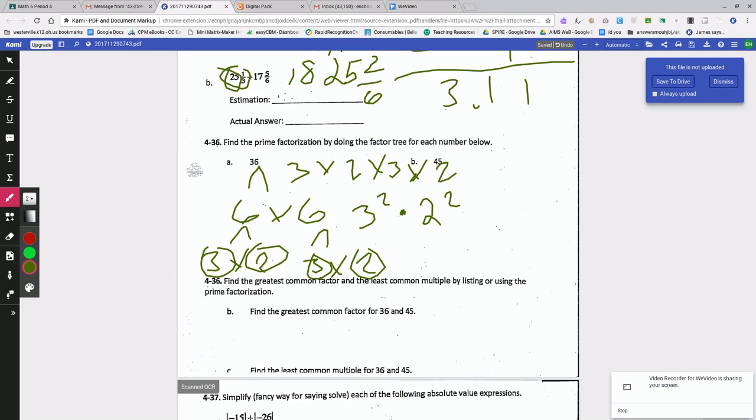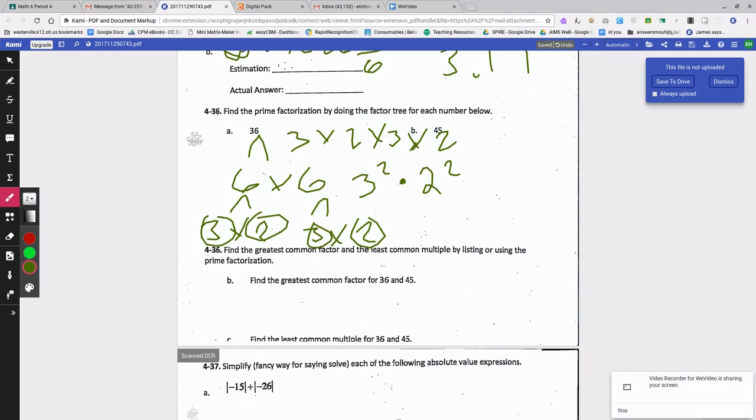Below, greatest common factor of 36 and 45. So basically, which number do they have in common? We know that 9 times 4 is 36, and then we know that 9 times 5 is 45. So the greatest common factor would be 9. And then the least common multiple for 36 and 45.